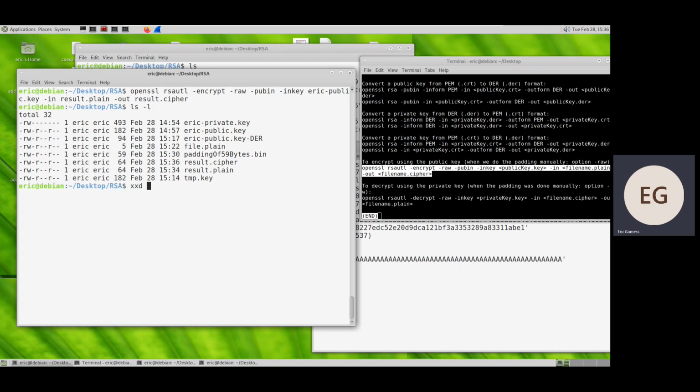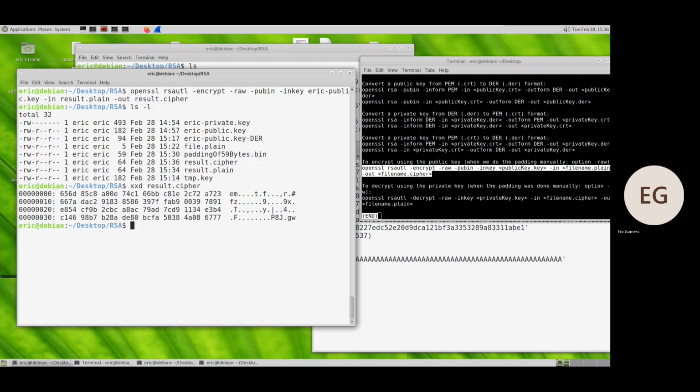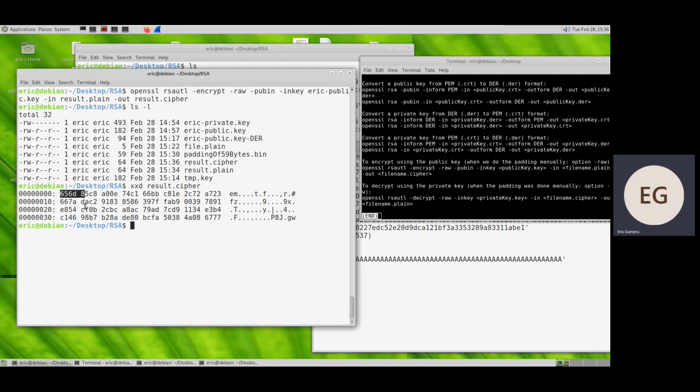I can look inside. This is the result of encoding with the public key of Eric. So now I would like you to prove that what we see here, using Python, is the encryption of hello with the public key of Eric.